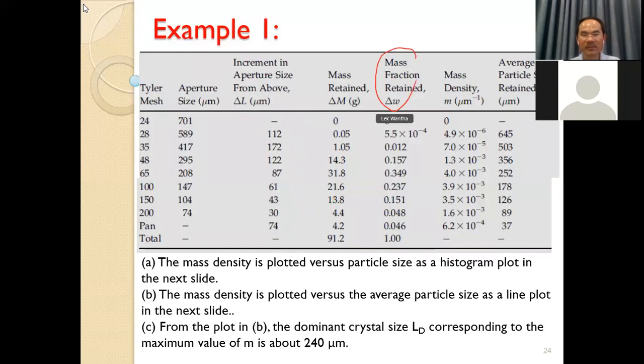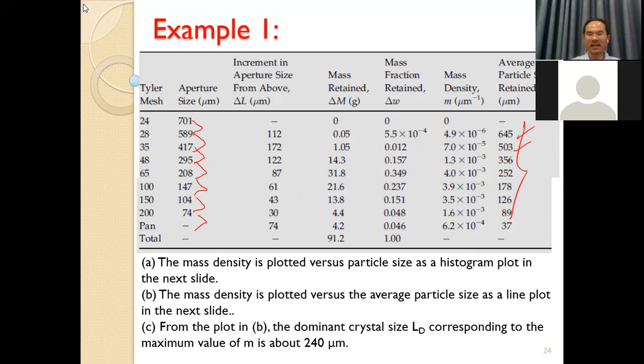And then you calculate delta W. Delta W is the mass retained, delta M, divided by M total. And the mass density is delta W divided by delta L, for each row. You get M. And also you calculate the average size, L average, which is the average between the two adjacent sizes.